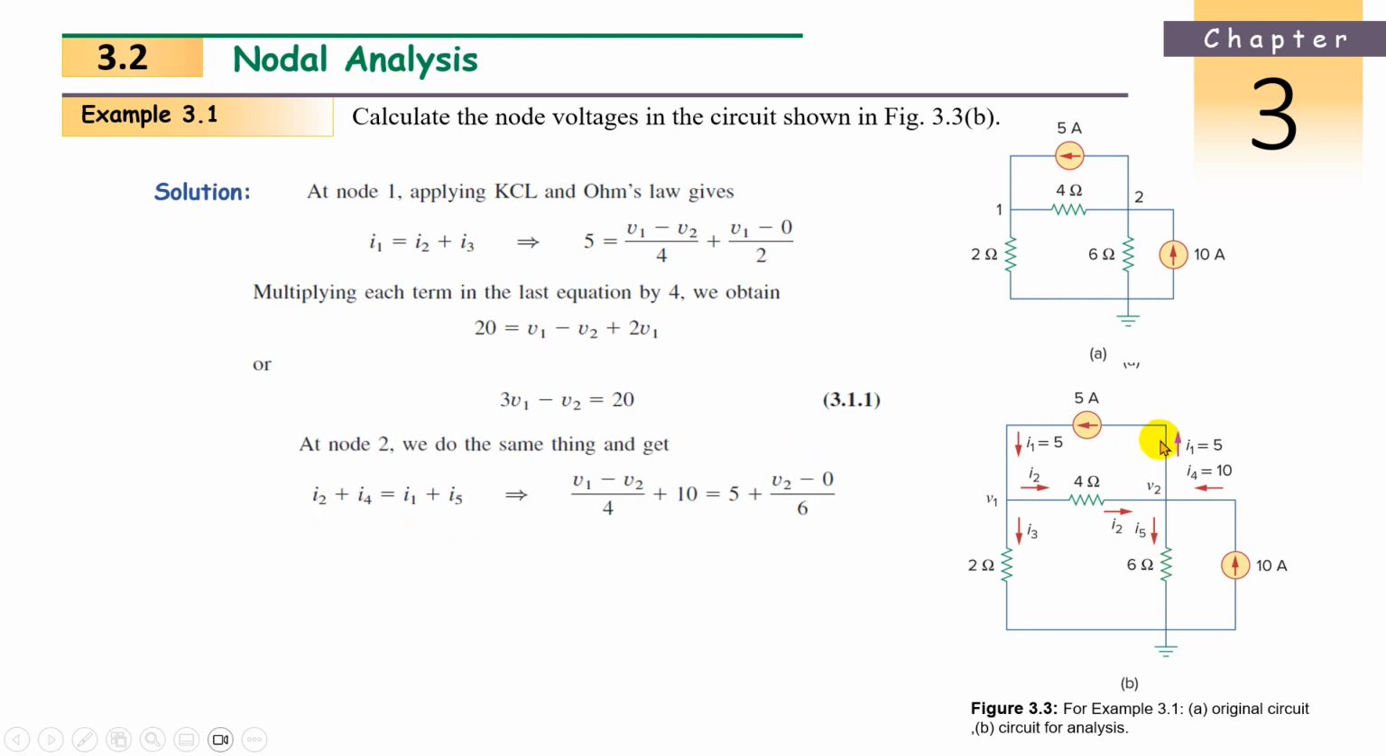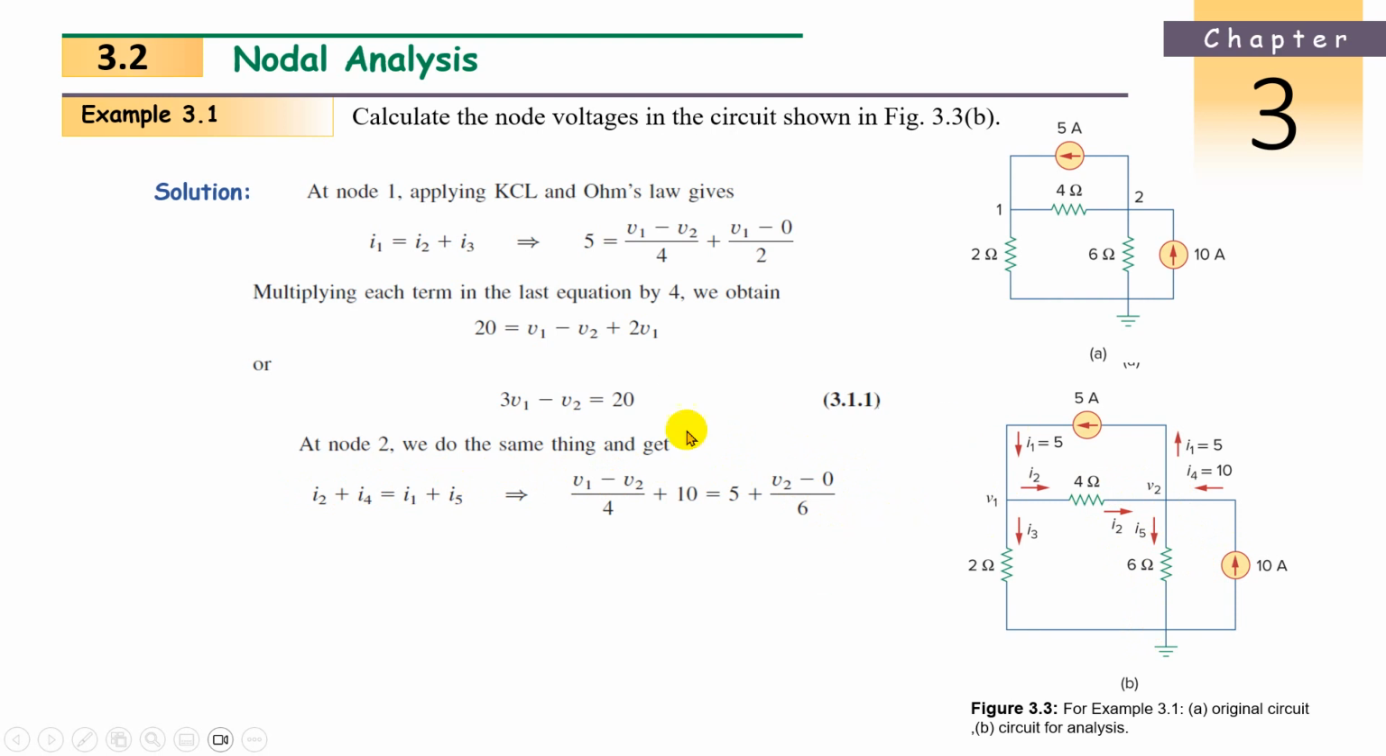But what is I1? Khamsa, 5. What is I4? Ashra, 10. So I can write I4 as 10, I5 as 5, I1 as 5. Now what is I2? I2 is nothing but V1 minus V2 divided by 4. This is I2. I4 is 10. Now I1 is 5. What is I5? V2 minus 0 divided by 6.